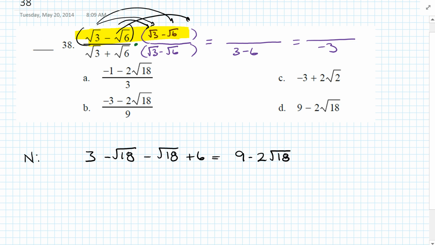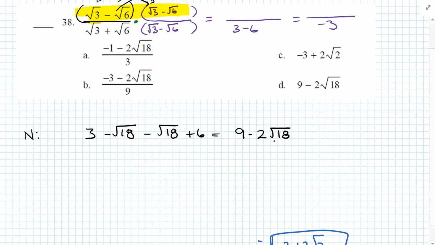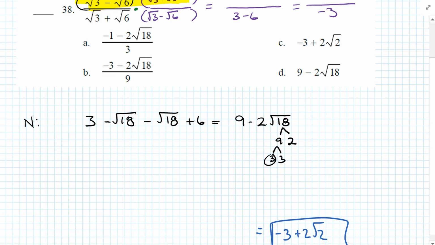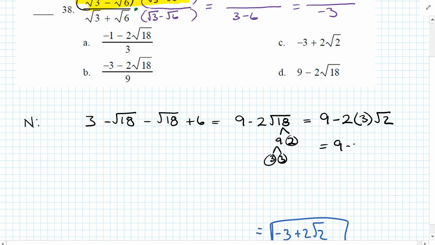Can I simplify the square root of 18? Well, 18 can break down to 9 times 2. So what's the square root of 9? Or if you could prime factor it even more. So 3 is going to come out. So we're going to be able to say this is really 9 minus 2 times 3 square root of 2, which would be 9 minus 6 square root of 2.